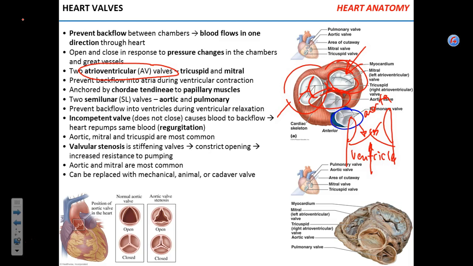Another problem with the valve is so-called valvular stenosis. The valve gets stiffened. It's pretty flexible. When the aortic valve, for instance, gets stiffened, it doesn't close completely, so it becomes incompetent. And there's a backflow from the aorta back into the ventricles. It causes all kinds of problems.